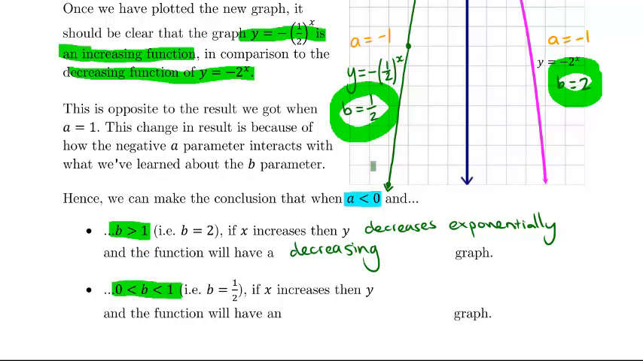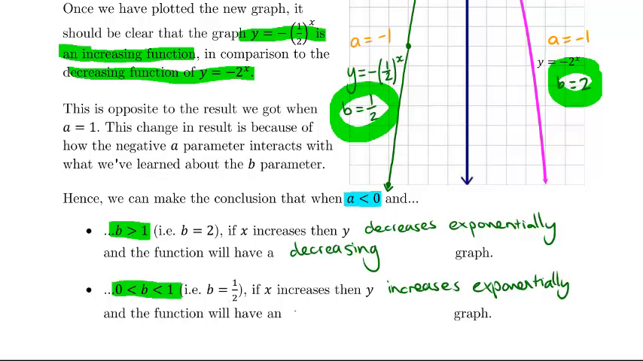So if a is less than 0, but b is greater than 0 and less than 1, for example, if b was equal to a half, like we had over here, then we saw that if x increases, then y increases in an exponential way, increases exponentially.